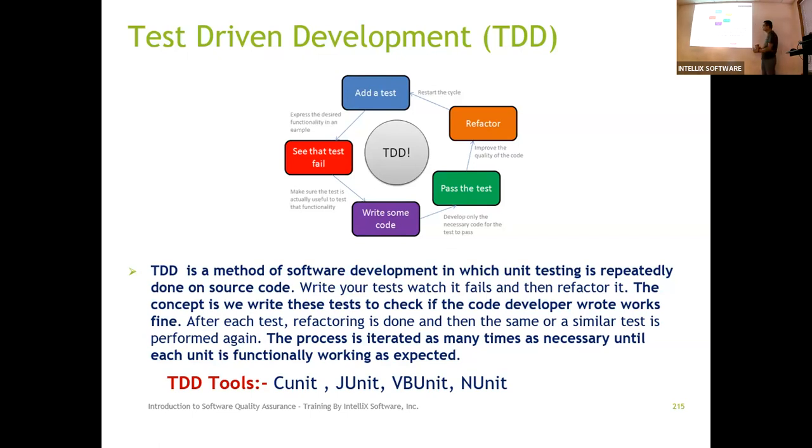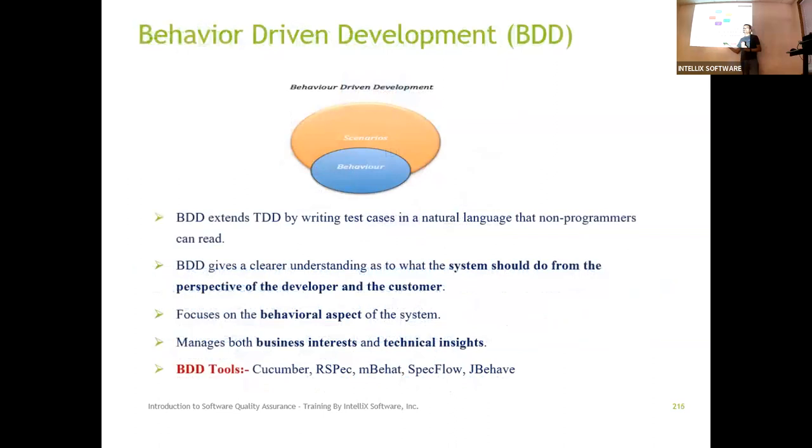So this is what the developers are doing, and they've been doing it for a long time, since the early 2000s. CUnit, JUnit, VBUnit, AUnit: these are the unit testing frameworks they've been using to write automated unit tests. Now the QAs, or automation testers, are following a similar approach. What automation testers are doing as part of the ATDD.